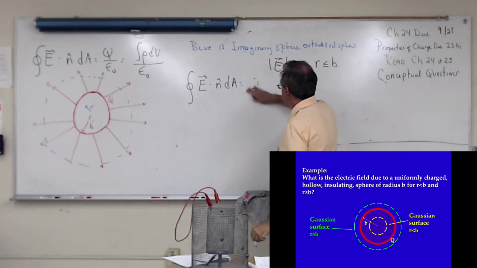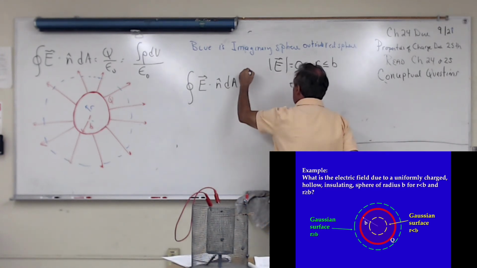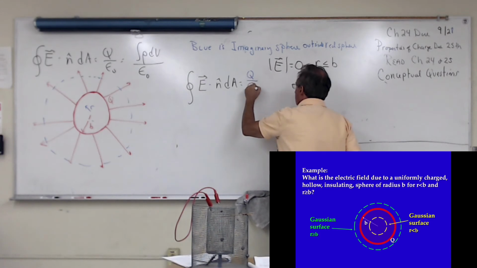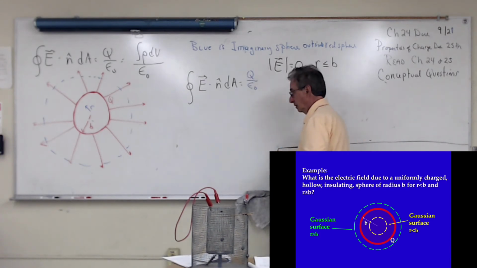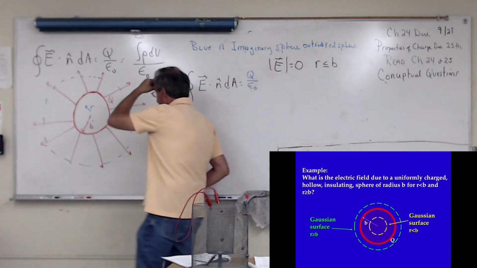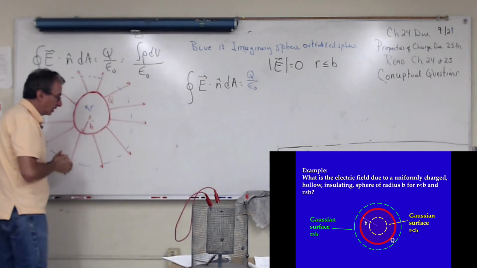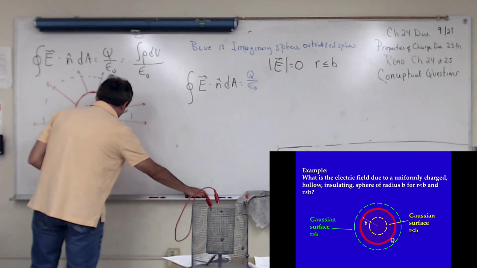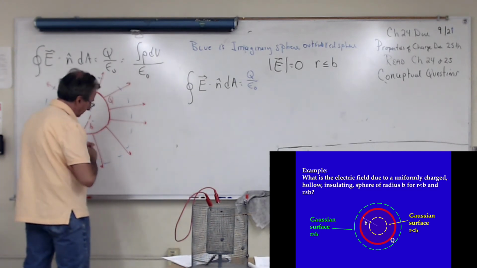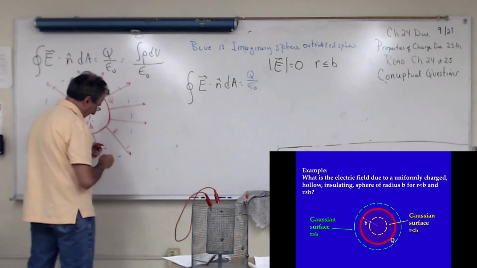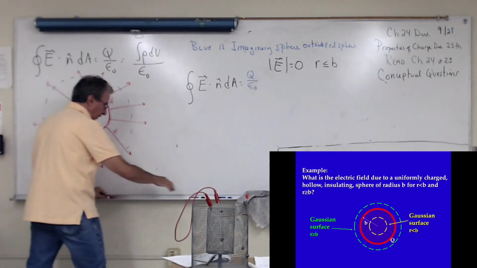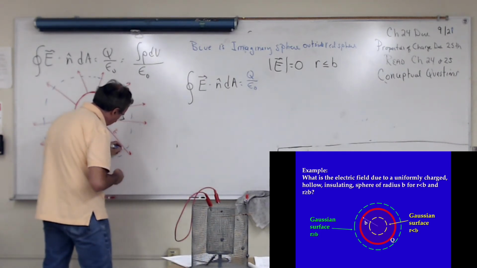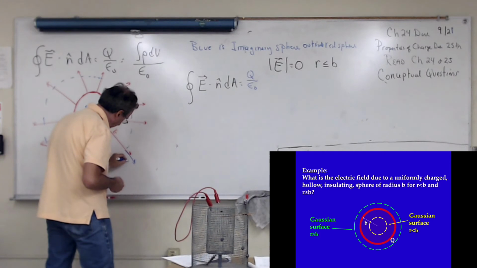So this integral is not 0 anymore. It's Q over epsilon naught. This thing acts like a point charge. The electric field points outward. The normal to the blue thing is parallel to the electric field.